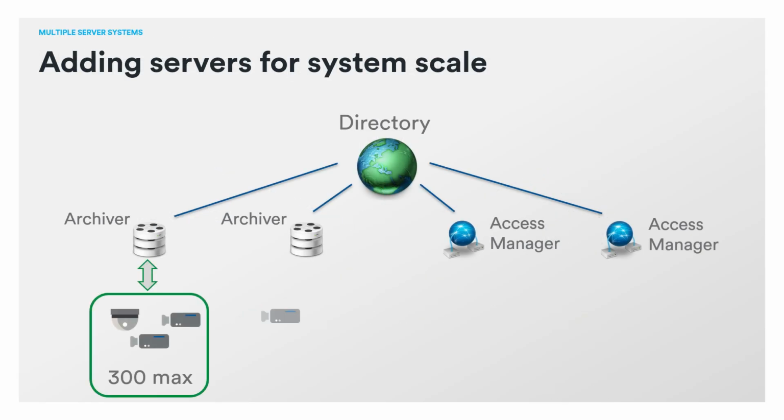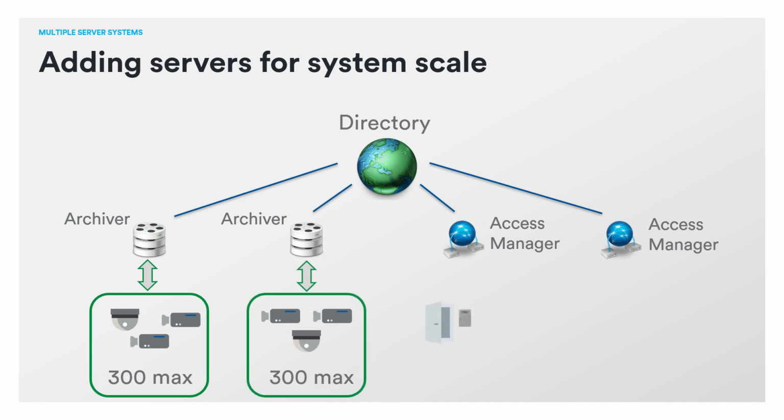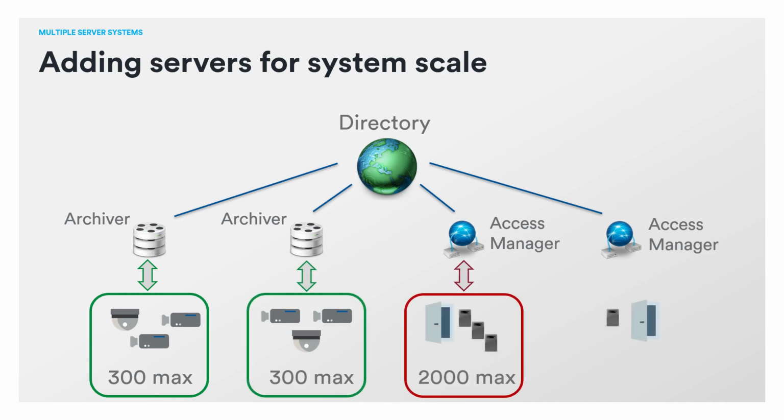If I can run all server roles on my main server, why would I design a multi-server system? The most common reason is system scale. An Archiver role is limited to 300 cameras. An Access Manager role is limited to 2,000 readers.